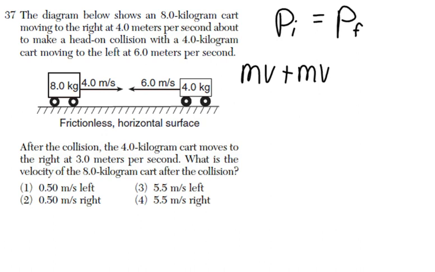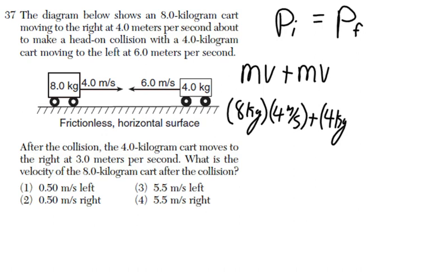So mv plus mv, we've got our 8 kilogram cart moving at 4 meters per second, plus this 4 kilogram cart. Now this is important to note here. See that the velocity of the 8 kilogram cart is moving to the right, whereas the velocity of the 4 kilogram cart is moving to the left. And we need to account for that mathematically. The way we account for a different direction mathematically is using a negative sign. And so for the velocity here, we'll plug in negative 6 meters per second. That's our initial momentum of this system.